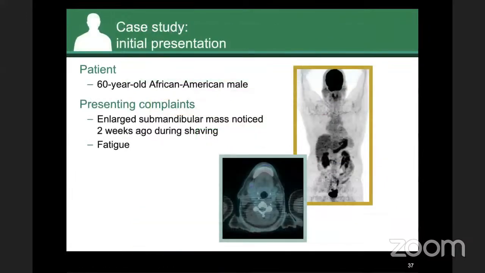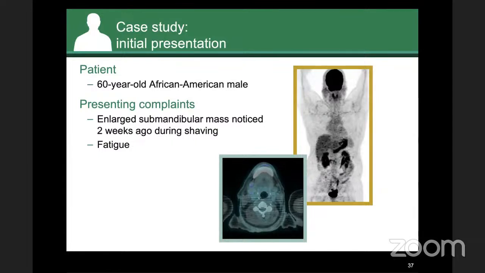Okay. So if you think about this case scenario, I just wanted to also give you the case presentation. This is a patient who comes to you because there's a swelling underneath the neck or the chin that was noticed 2 weeks ago, and the patient also has symptoms of fatigue. And so you send the patient to the radiologist. You see that the submandibular mass on the right side is enlarged, and you suspect that there is a lymphoma process.